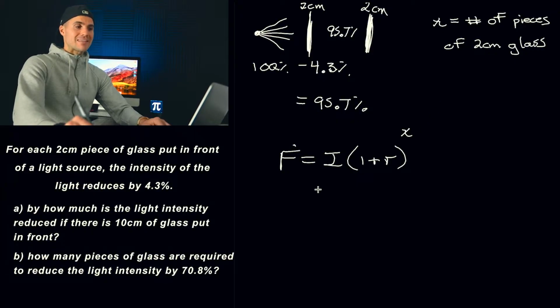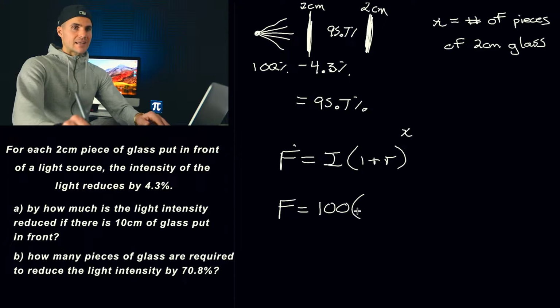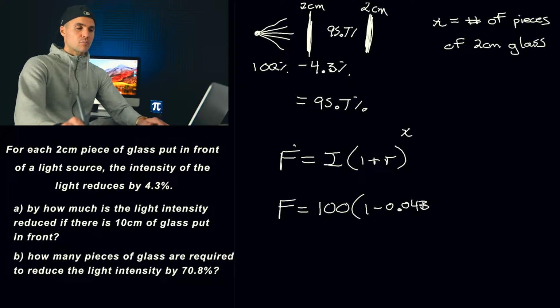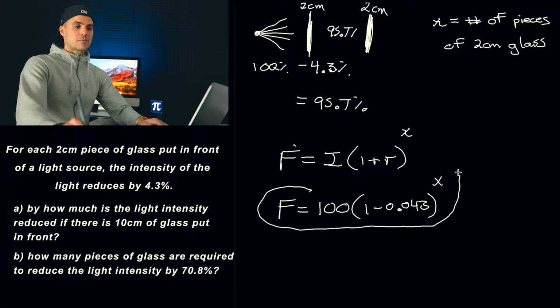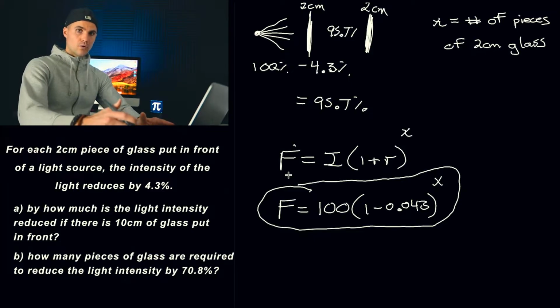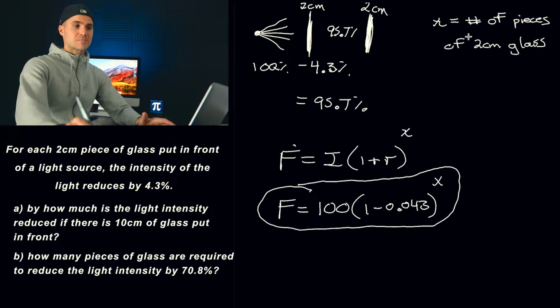So if we let x be that variable, then our equation is going to be basically the initial amount, which is 100%. And what's happening is that it's decaying by 4.3% each time. So we would subtract 0.043. We got to convert the 4.3% to decimals. And it's basically decaying by 4.3% for every piece of glass that we put in front. So it would just be to the power of x, like that. All right, so that's probably the function that I'm going to use throughout the rest of this question. And I'm going to let x be the number of pieces of 2-centimeter glass.